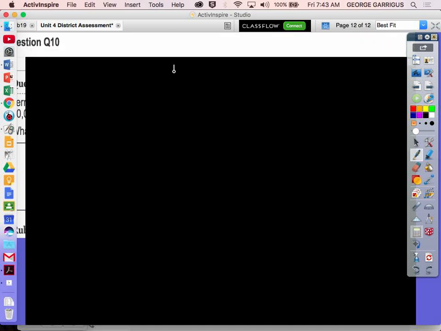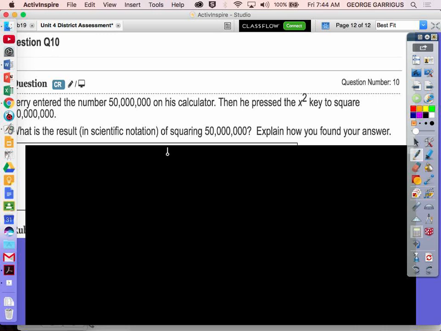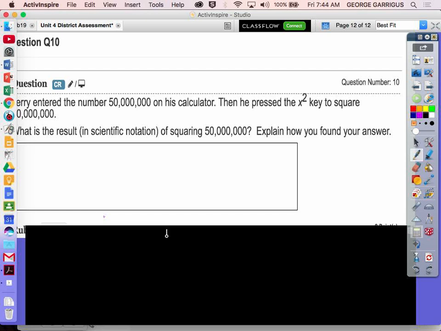Final question. Question 10, the best question on the test. His name's Jerry, entered the number 50 million on his calculator. Then he pressed the x squared key to square the 50 million. What is the result in scientific notation of squaring 50 million? And how did you find your answer? I love this question. It's great because a lot of people got it correct to put this as 5 times 10 to the 7th. Now you're squaring it.